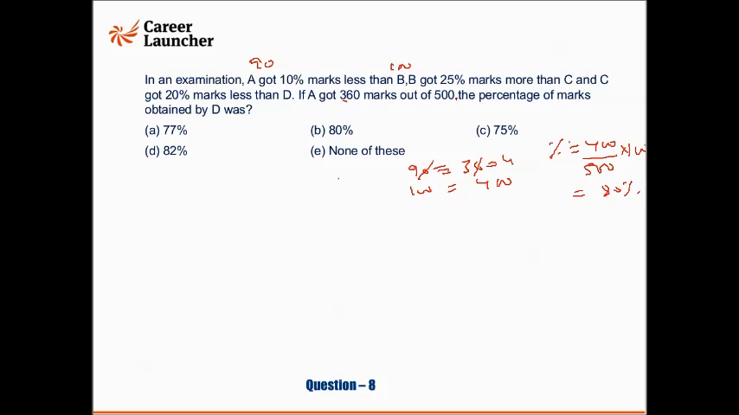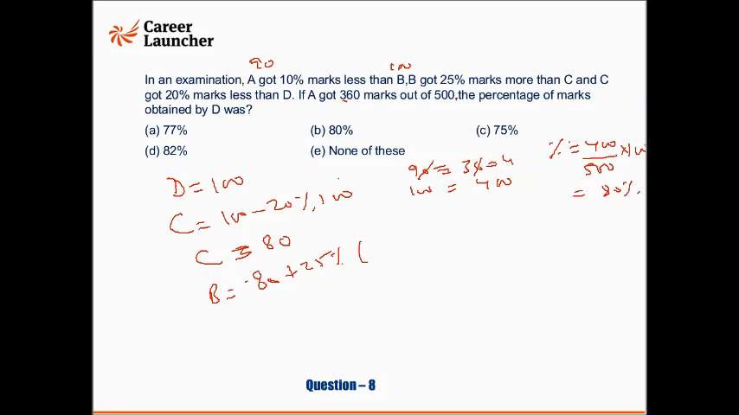First, see, students, I have supposed that D's marks was 100, correct? So C has got 20% marks less than D. That is, C is 100 minus 20% of 100. That will be 20. So C has got 80 marks. Correct. B got 25% marks more than C. That is 25% of 80 and then added to 80. So you will get 80 plus 25% of 80. That is 100. Correct.